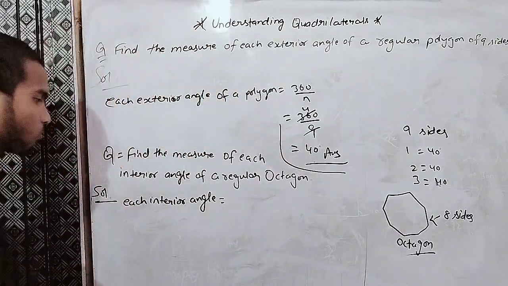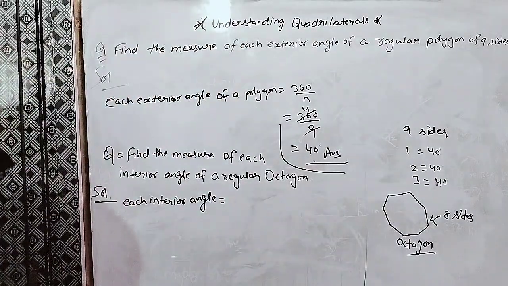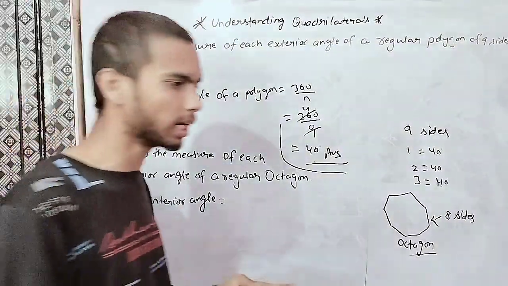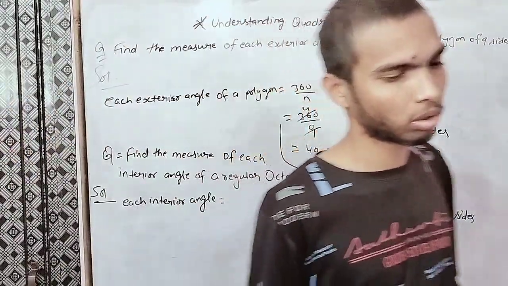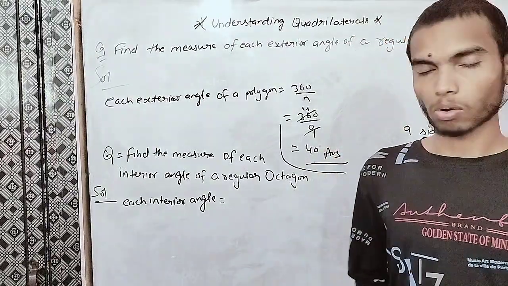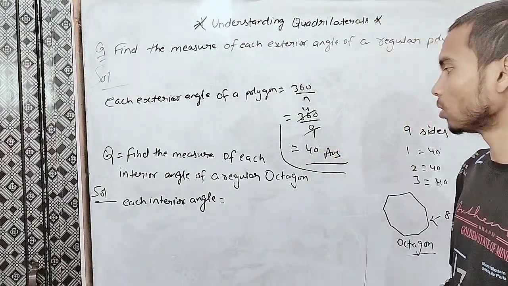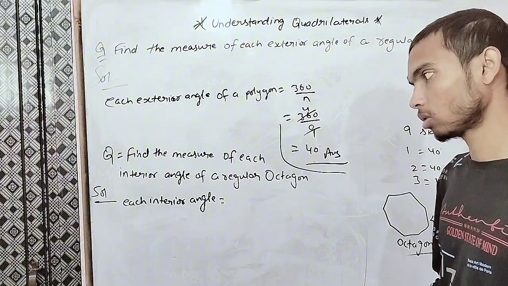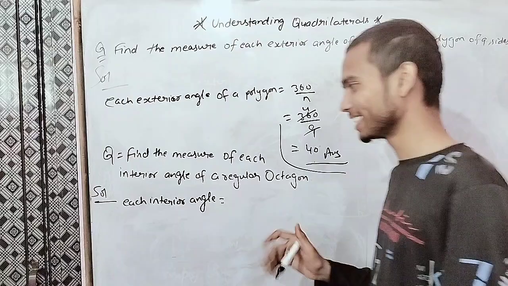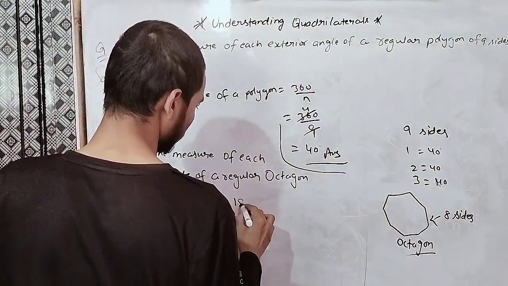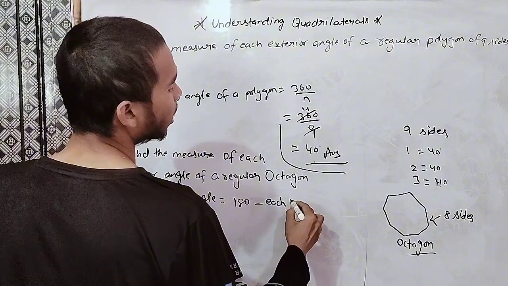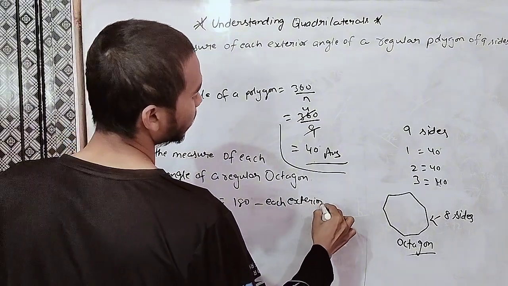What will we do? (n minus 2) multiplied by 180 is the formula for the total measure of all interior angles of a regular polygon. For each interior angle, we will subtract each exterior angle.